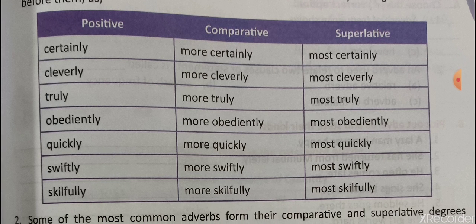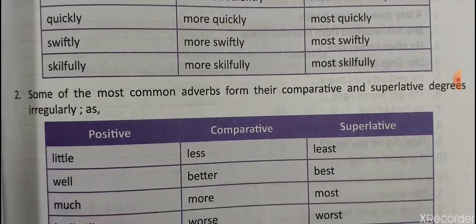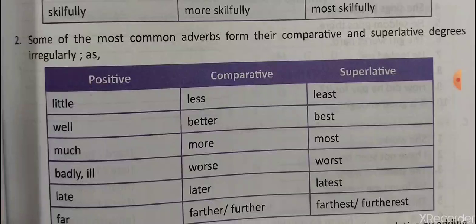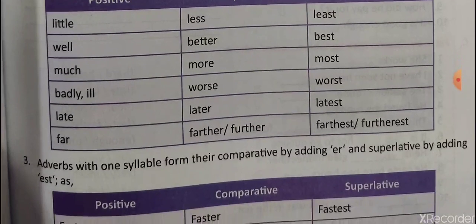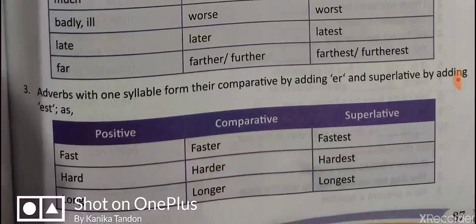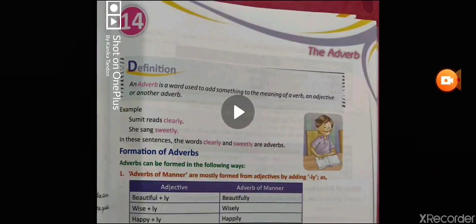Similarly, there are other examples also. Next, some are made the same as the adjectives, like little, less or least; well, better or best; much, more or most; badly, worse or worst, and other examples. And some are formed by adding er to the adverb, like fast, faster, fastest; hard, harder, hardest; long, longer, longest.